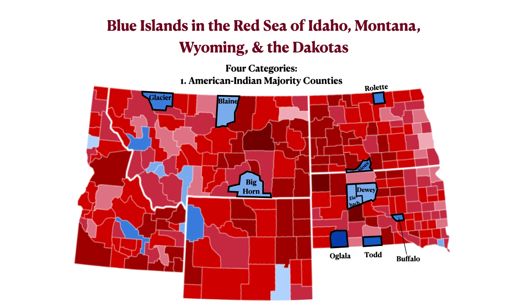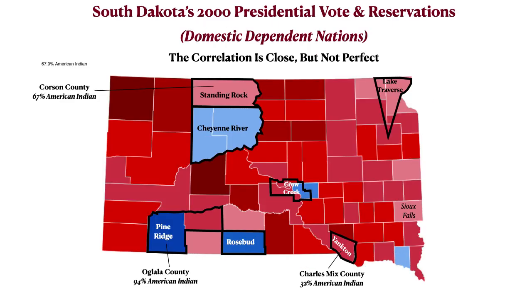And the largest would be American Indian or Native American indigenous majority counties. And we can see there are quite a few of them in South Dakota. We have 5 counties in this category, 2 in North Dakota and 3 in Montana. Let's look at South Dakota in particular.